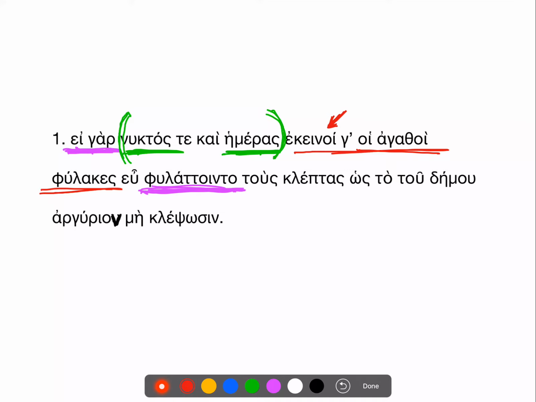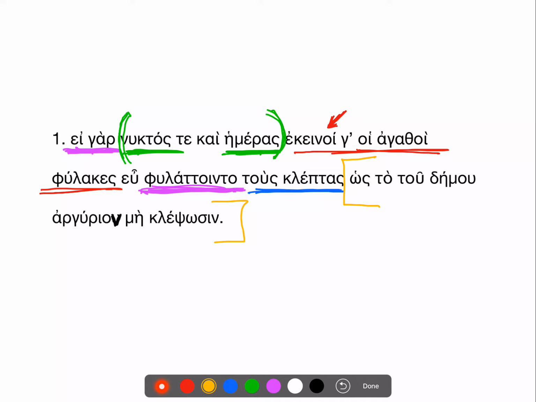So let's see, what else do we have? We have the direct object in the accusative, τους kleptos, the thieves. And then this end part here, hos ta to demu argorion me klepsosin, looks like a purpose clause, and we'll save that. So let's do the first part first.